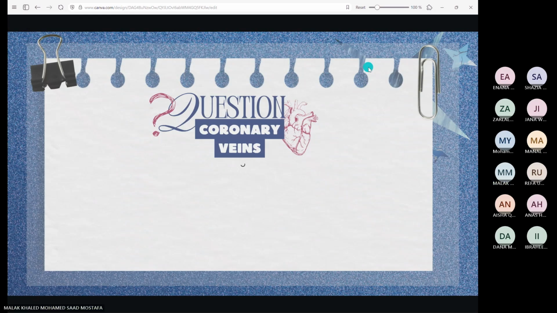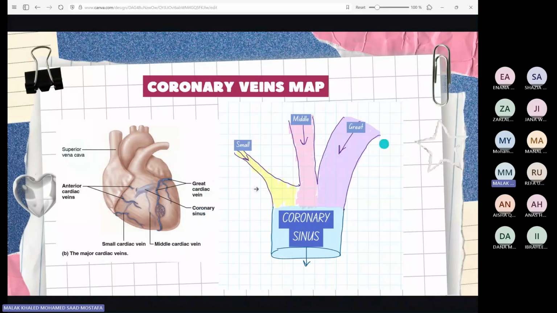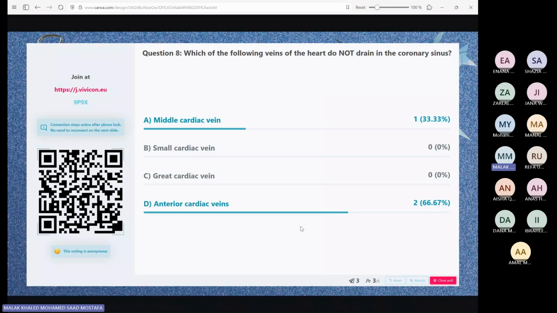Okay. There was only one that we didn't mention here that wasn't one of the veins, which is the anterior cardiac veins, yeah? That's an interesting choice. Okay. So great, middle, and small drain into the coronary sinus. Anything else, which are the anterior ones, the small guys, they drain directly into the right atrium. So they don't drain into the coronary sinus. That's basically the rationale that you should have while answering the question.